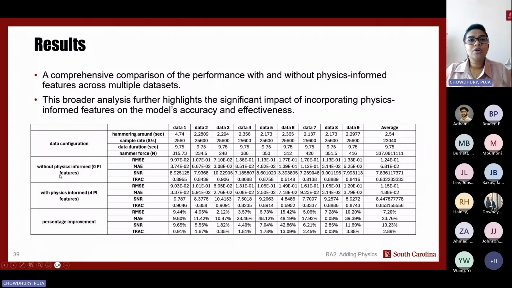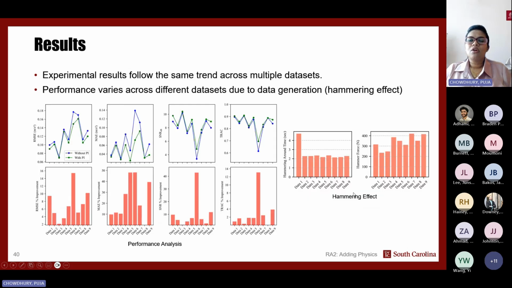Mostly we consider the performance without physics and with physics, where I use the maximum PI, 4 PI, and look at how the performance metrics change here. But it's hard to see the detail in the table. So let's look at the plots to see how these changes happen. For the comparison bar plot, the below plot shows the performance improvement, and the upper plot shows how the numerical value changes without and with PI.